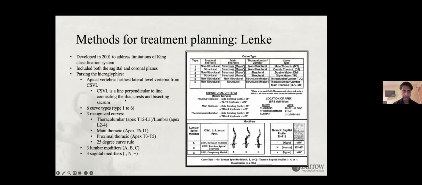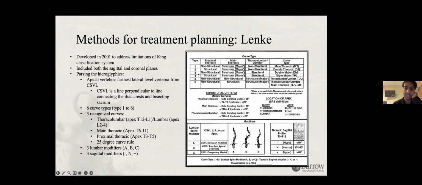So that's when the Lenke system was created, and this was to address the limitations of the King-Moe system. Once again, 2001, pretty recent. This is largely the classification system most providers use today, but it's a constantly evolving field. The benefit of this one compared to the prior system was that now they also involve the sagittal and coronal planes.